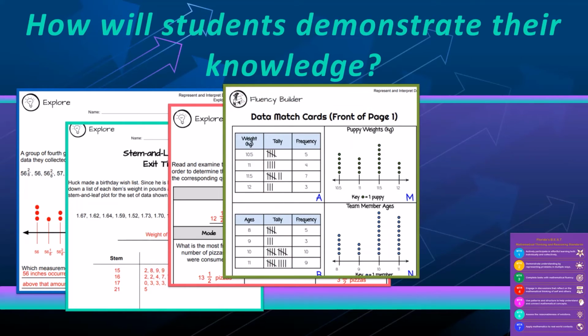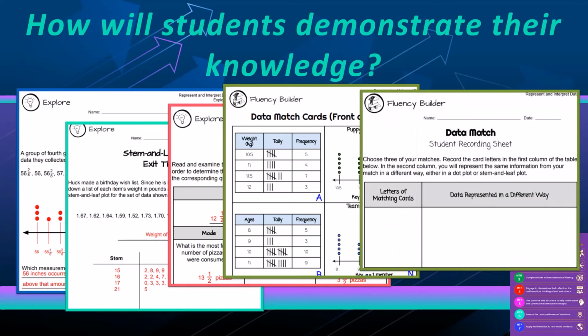Games are another way that students can demonstrate their knowledge, and in this game from STEMscopes, students are asked to match the data table with the line plots, and then are asked to represent the data in a different way, like a stem and leaf plot. The MTRs that we're going to see throughout this unit are 1, 2, 5, and 7.